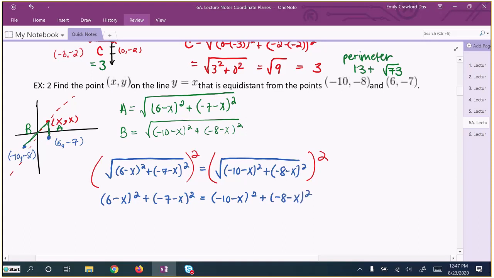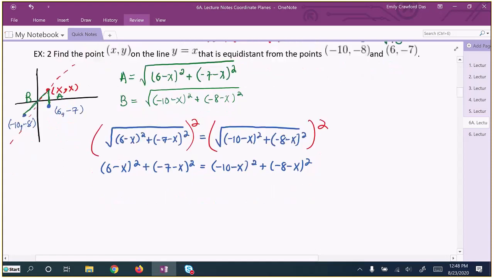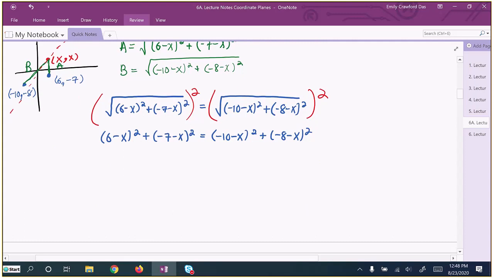Okay, this is looking good. Now I think I am going to have to expand these squares in order to keep going with the problem. So I'm just going to distribute (6 minus x) times (6 minus x). That's going to give me 36 minus 12x plus x squared, then (minus 7 minus x) times (minus 7 minus x). That gives me 49 plus 14x plus x squared.